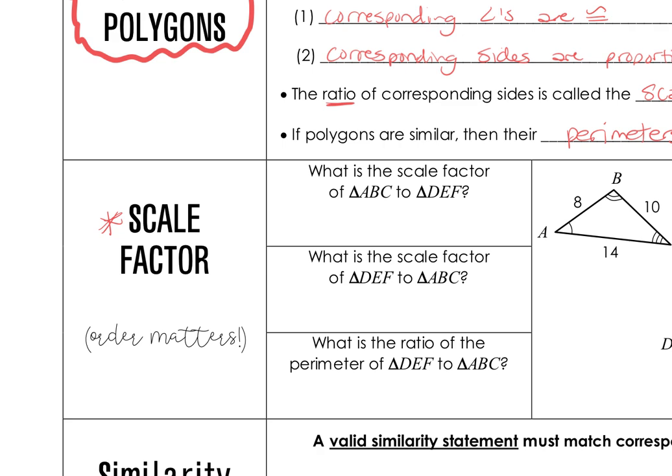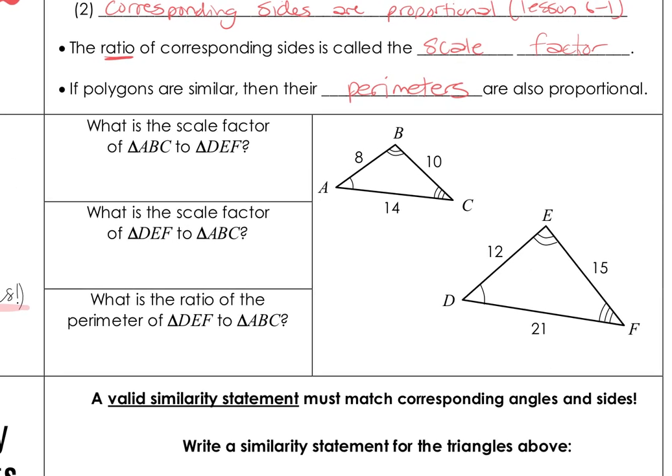And I want to point out something that they put here that says order matters. They said, what is the scale factor of, and this is what I'm really paying attention to, triangle ABC to triangle DEF. So A to B, B to C, C to A, D, E, F. We've got to go in that order. To find our scale factor, we could just pick any side on triangle ABC and compare it to any side on this triangle. But you've got to go in order.